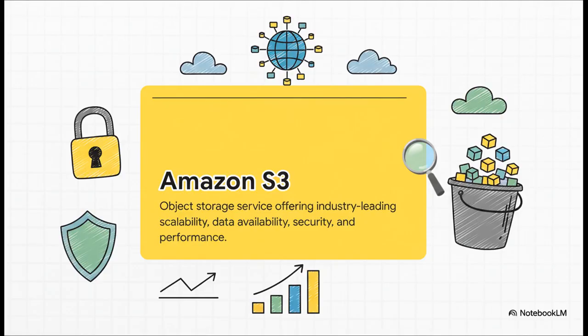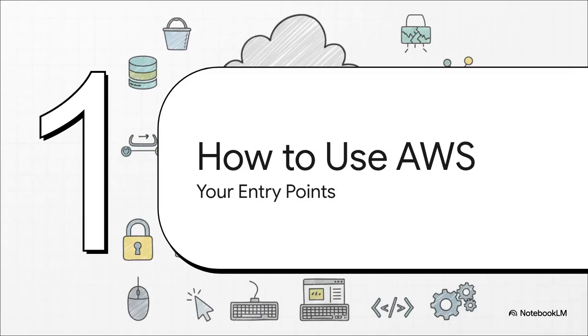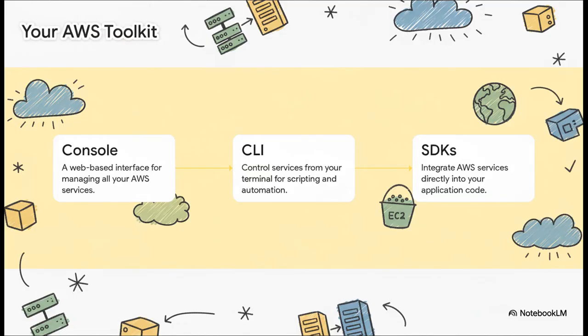All right, so you get the concepts, you know the core services. The final piece of the puzzle is, how do you actually do anything? How do you tell AWS, hey, spin up a server for me, or store this file? Let's look at your main entry points. You've basically got three primary tools in your toolkit here.